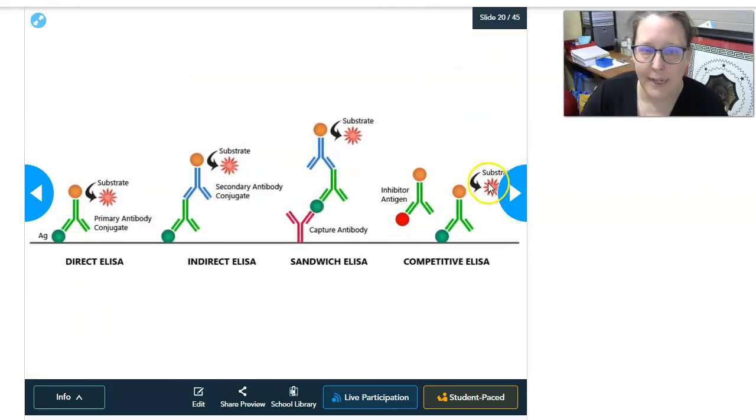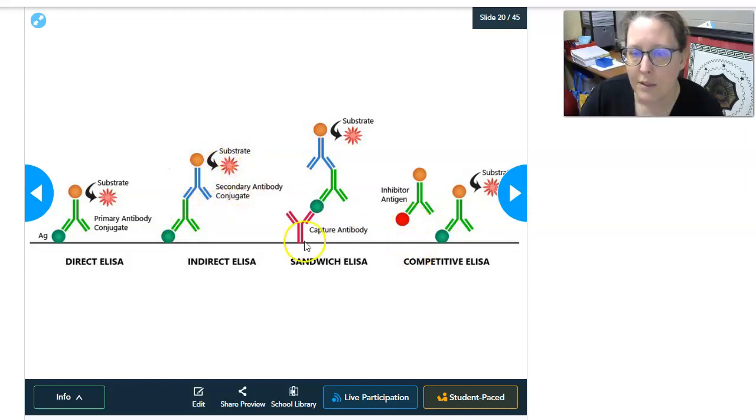In a direct ELISA, you have an antigen that's bound to the plate, and then you have a detector antibody, a primary antibody conjugated with an enzyme, and a substrate and color change. With an indirect ELISA, you have an antigen again that is fixed on the plate. You have a first antibody, which is what you're trying to detect, and then a second antibody, an antibody to an antibody, to get your signal.